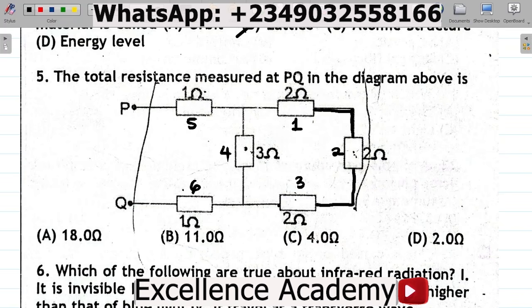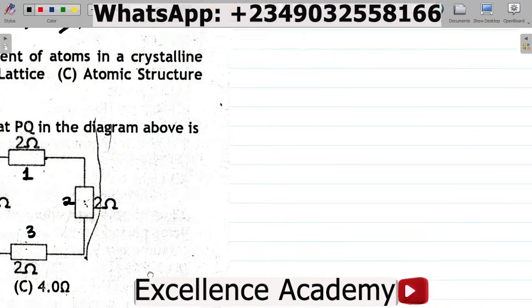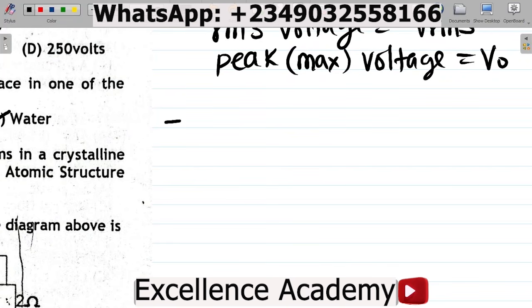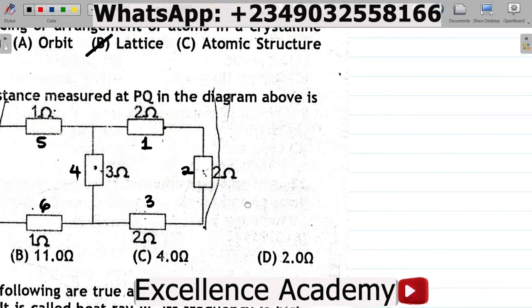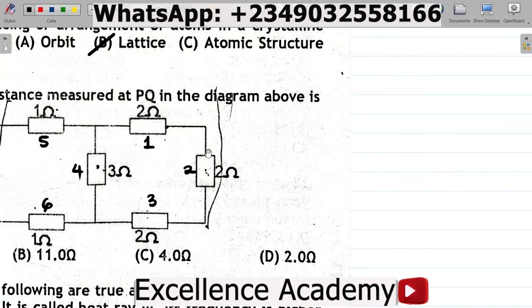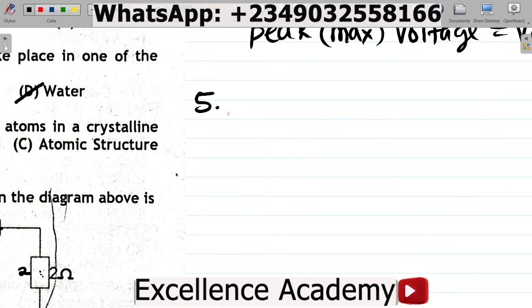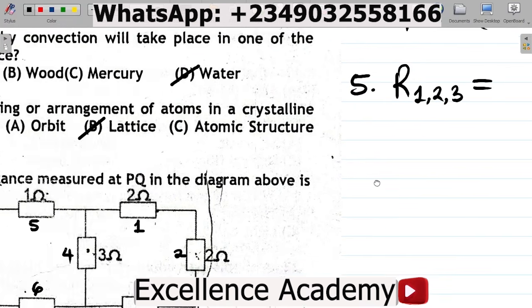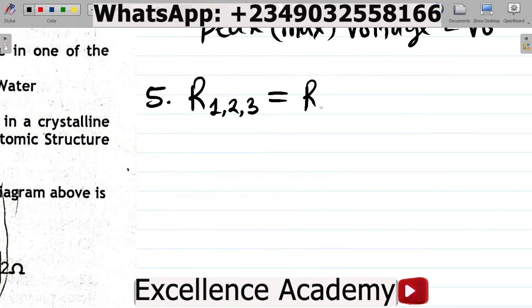All right. Now, when resistors are connected end to end, it's called a series arrangement. And for series arrangement, question number 5, let's get the equivalent of 1, 2, and 3. The equivalent of R1, R2, and R3. Since it's series, we'll call it R1,2,3. When I'm doing series, I'll simply add them up. That becomes R1 plus R2 plus R3.